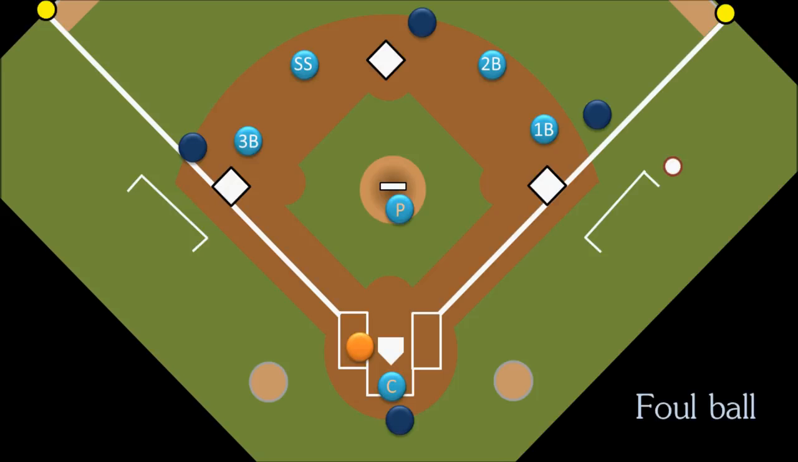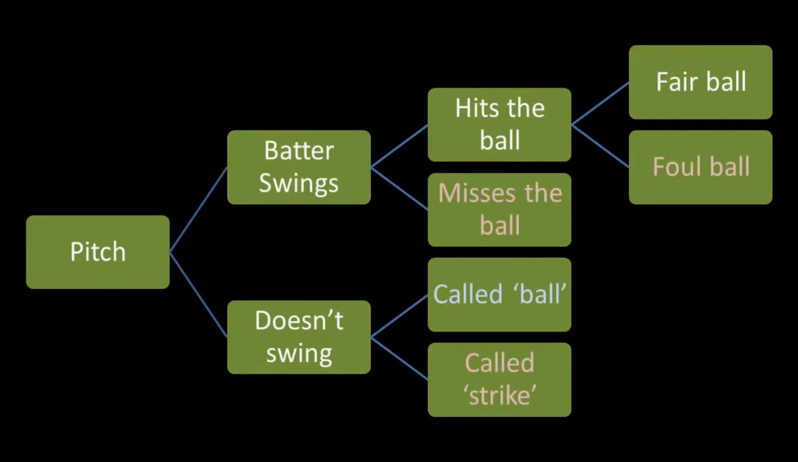Let's jump back to our flow chart, which appears to have grown since the last time we saw it. And we'll see here what we just looked at. Not swinging at a pitch can result in a pitch inside the strike zone, which would be called a strike by the umpire, or it can result in a pitch that was outside the strike zone, which the umpire would call a ball. If you swing at the pitch and miss it, this is a strike as well.